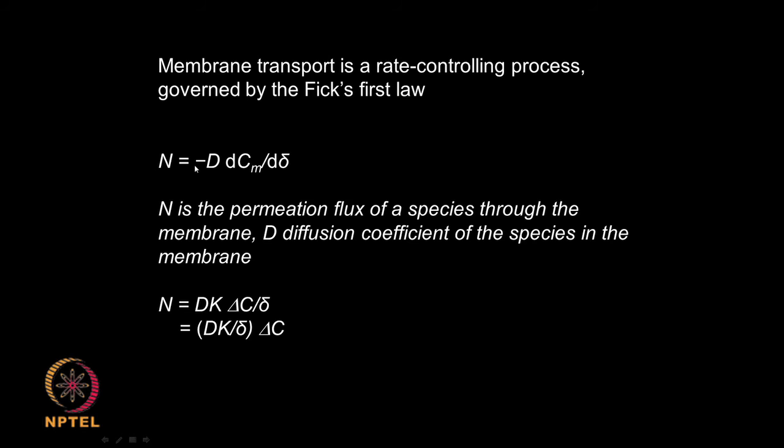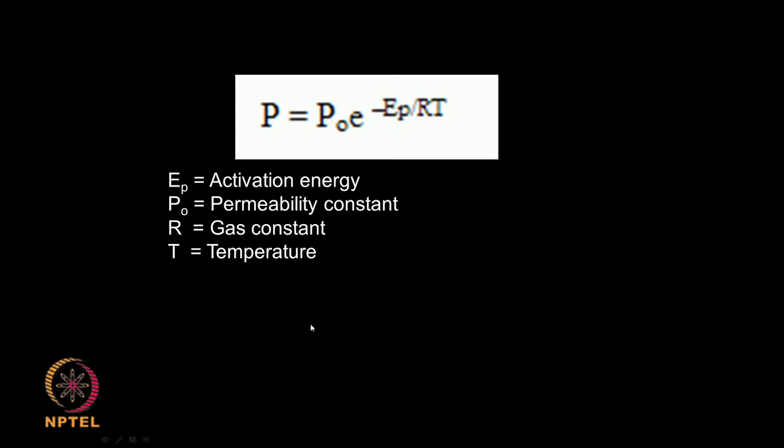Okay. So, Fick's law is: flux N is equal to minus D, the diffusion coefficient, multiplied by dC by dx. Or if we integrate it we end up with N equal to D K delta C by delta, where D is the diffusion coefficient, K is the partition coefficient, delta is the membrane thickness, and delta C is your driving force. So, that determines your flux on the left hand side, correct. Then the permeability is generally expressed in an Arrhenius type, P0 e to the minus Ep by RT, Ep is the activation energy, okay.